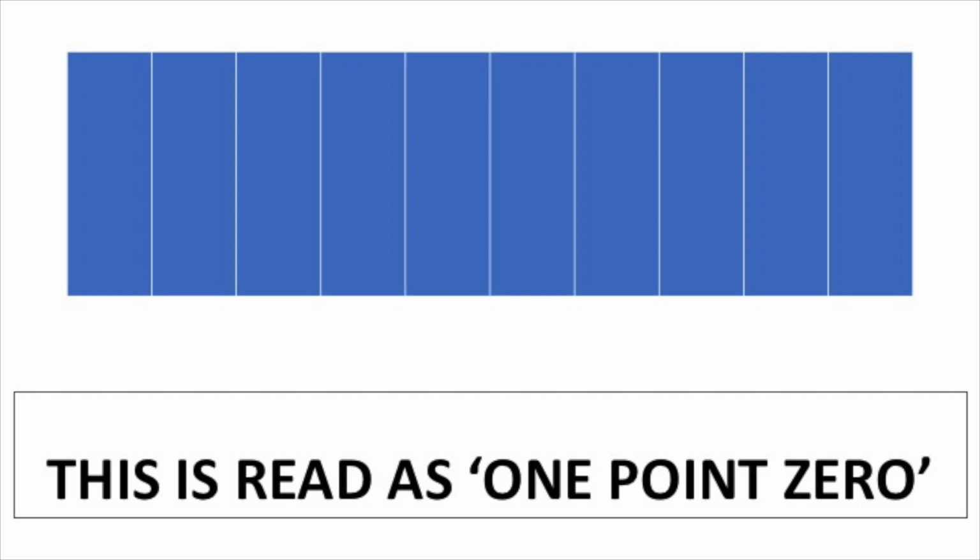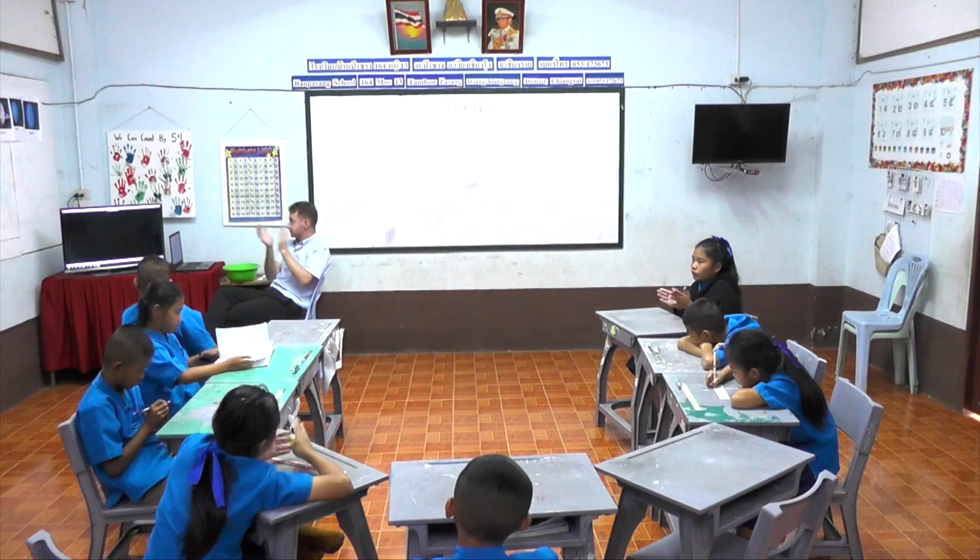This is read as 1.0. Okay? When we get to the whole, the number 1 comes before the decimal point and the 0 swaps to after the decimal point. Any questions, guys? Okay, that was excellent. Well done.